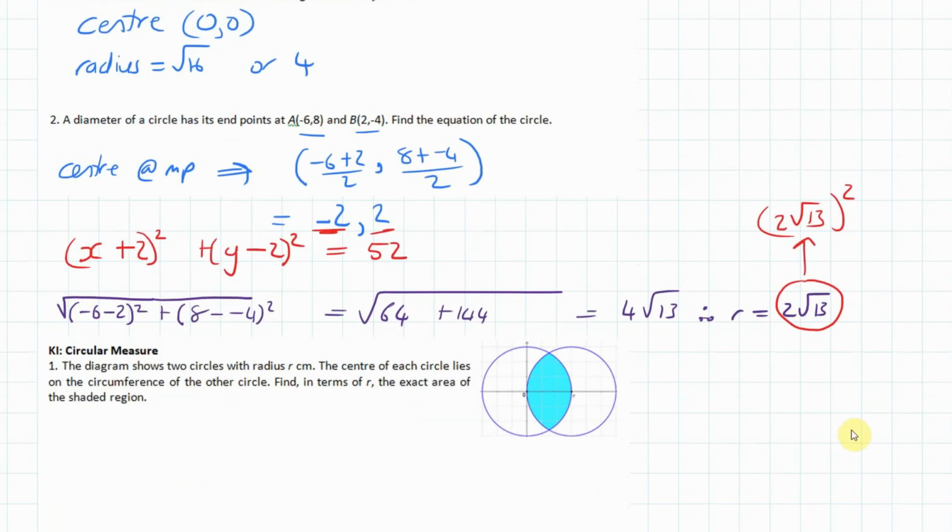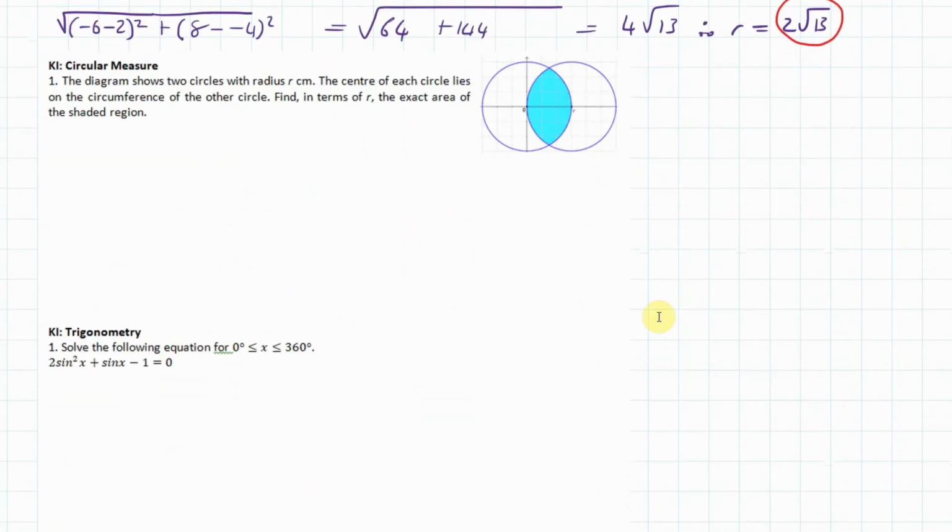Now, what do we have here? Let's have a look. We have a diagram that shows two circles with radius r. The center of each circle lies on the circumference of the other circle. Find in terms of r the exact area of the shaded region. So for this question of circular measure, we're trying to find the exact area of the shaded region.